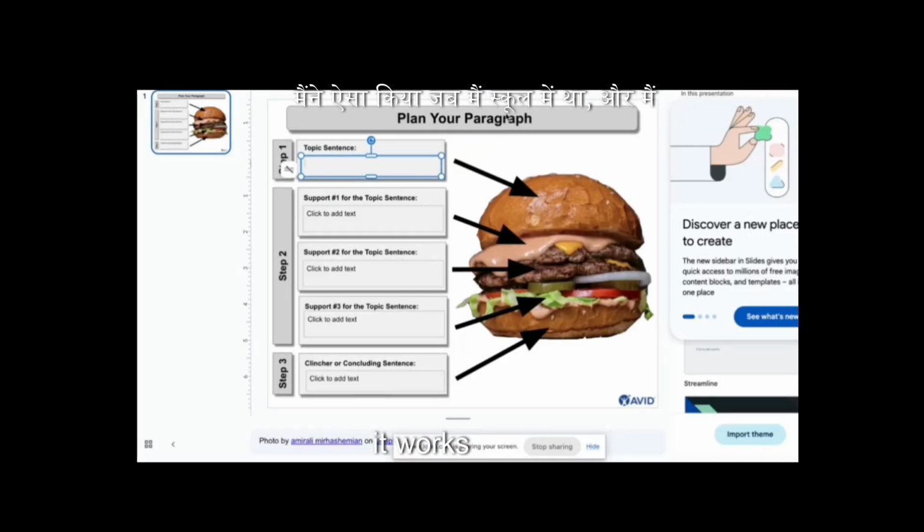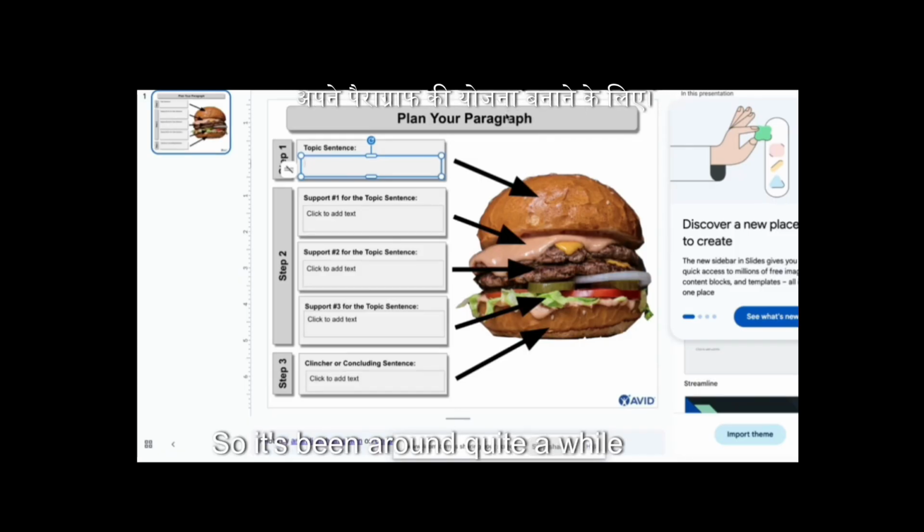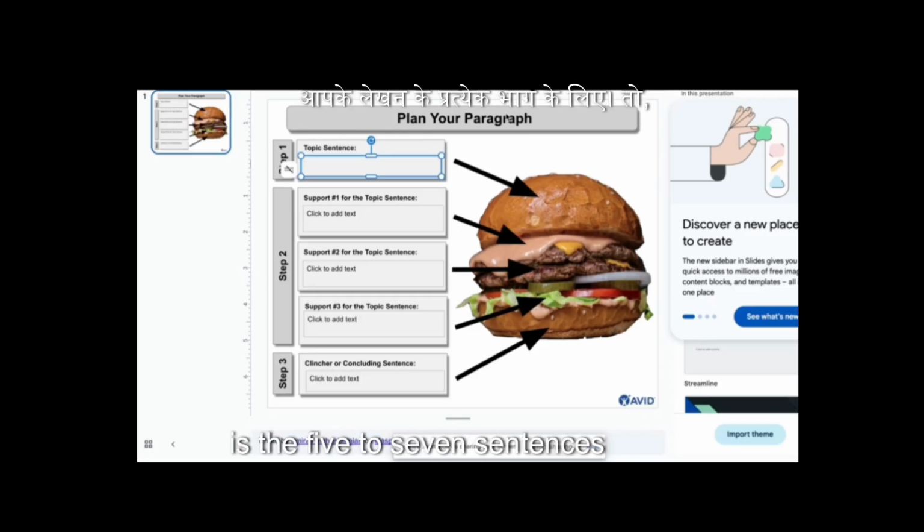I did it when I was in school, and I remember my English teacher saying that she learned it when she was in school. So it's been around quite a while. But the Paragraph Hamburger is a way to plan your paragraph. So a paragraph is the 5 to 7 sentences that go together for each part of your writing.